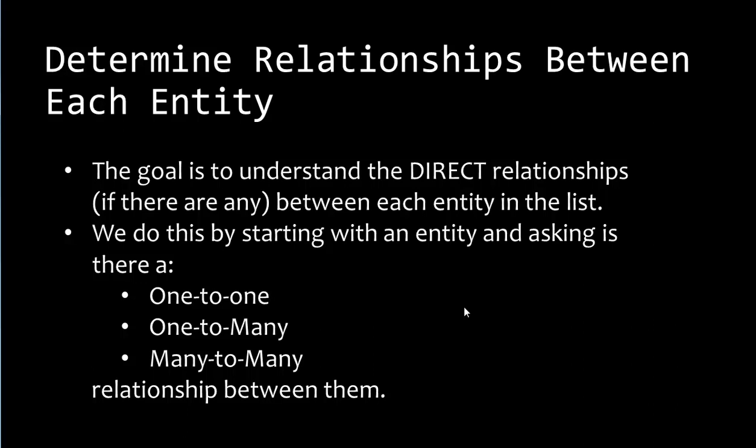The goal is to understand the direct relationships, if there are any, between each entity in the list. We do this by starting with an entity and asking, is there a one-to-one, one-to-many, many-to-many, or none relationship between them? That's all we do. And you go through the entire list and exhaust that list. If you end up with a lot of entities, this could be an exhaustive step. So you need to look at that as you go through.